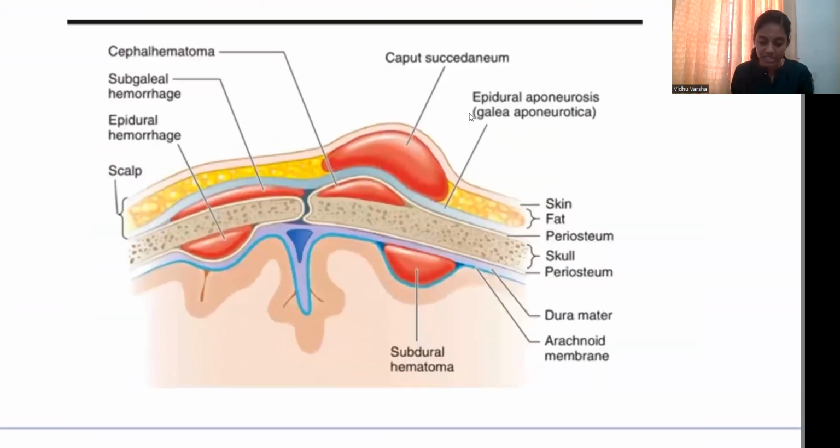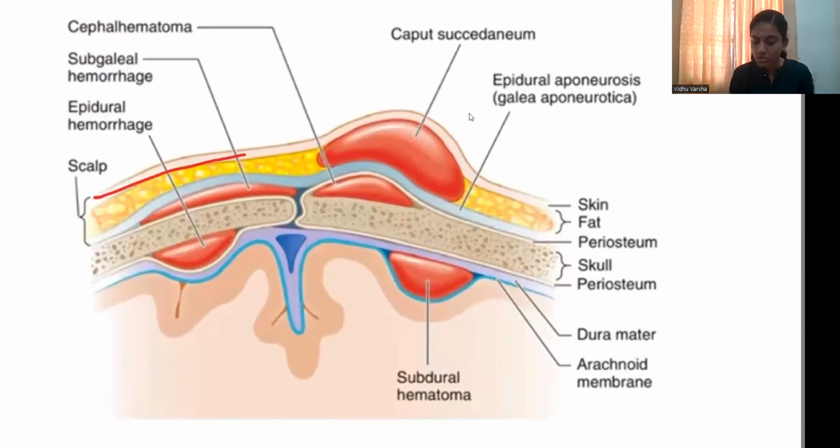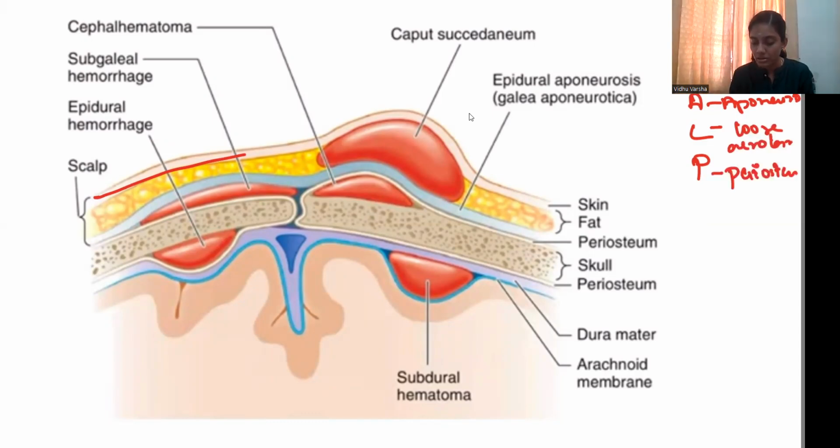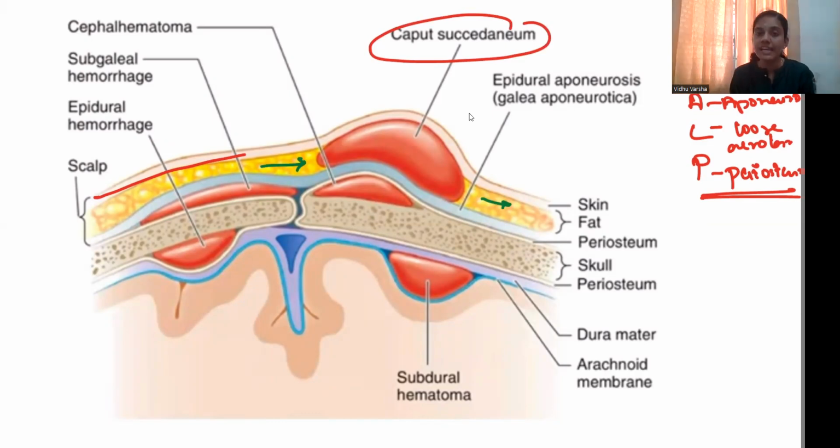Because when you see the layers of the scalp, the first one is the skin layer. You know the mnemonic, right? S-C-A-L-P. S is skin, second is connective tissue, third is the aponeurotic layer, fourth is loose areolar tissue, and fifth, P, is the periosteum. So this caput occurs in the subcutaneous layer. Since it occurs in the subcutaneous layer, it crosses the suture line. This is your suture line, so it will be able to cross it.